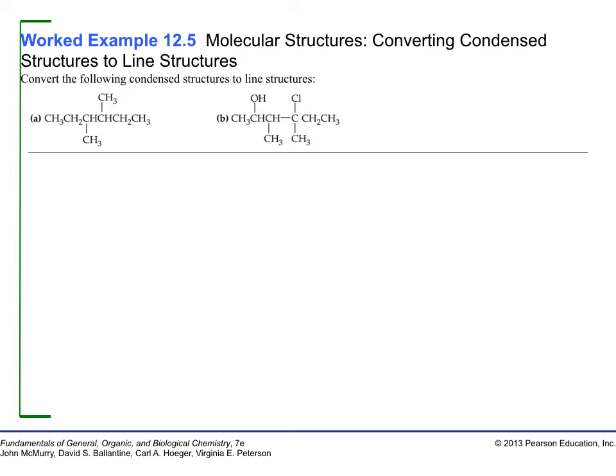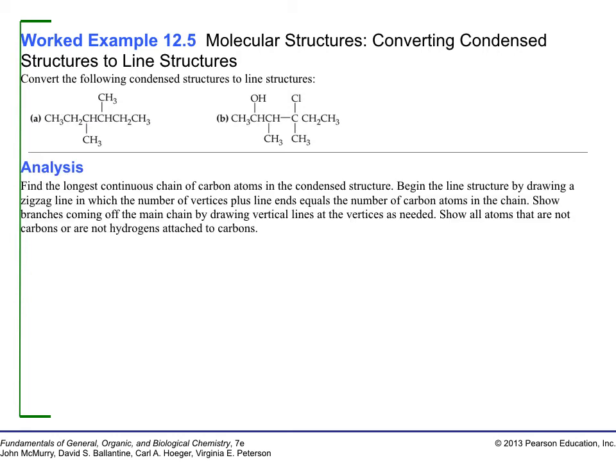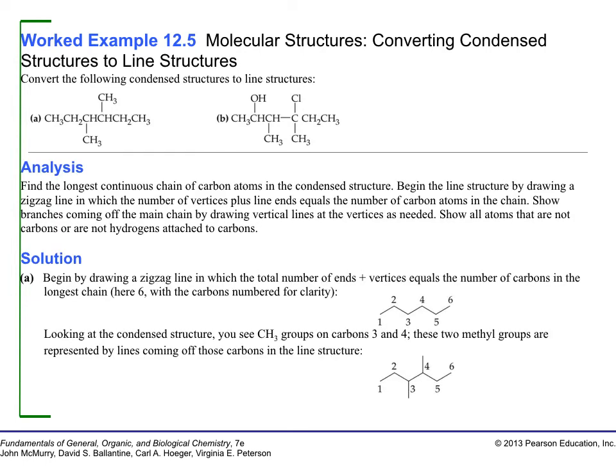This is an example from your textbook, 12.5. Just try to convert those condensed structures to line structures. So for the first one, you find the longest continuous chain of carbon atoms in the condensed structure, and you start your line structure by drawing a zigzag line with the number of vertices and line ends equal to the number of carbon atoms on the chain. Show the branches, and remember a carbon atom has 4 covalent bonds. For the first one here, the solution will be that you start the zigzag line. So I look at A, 1, 2, 3, 4, 5, 6 carbon atoms.